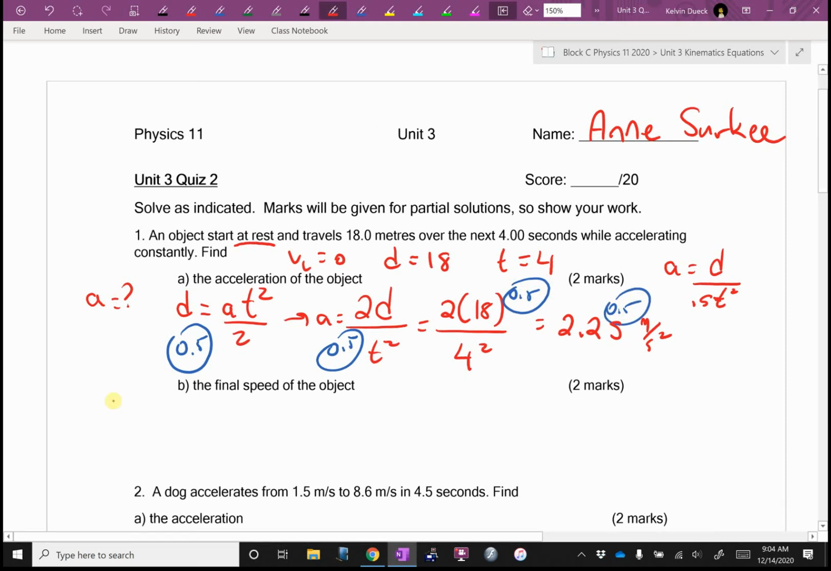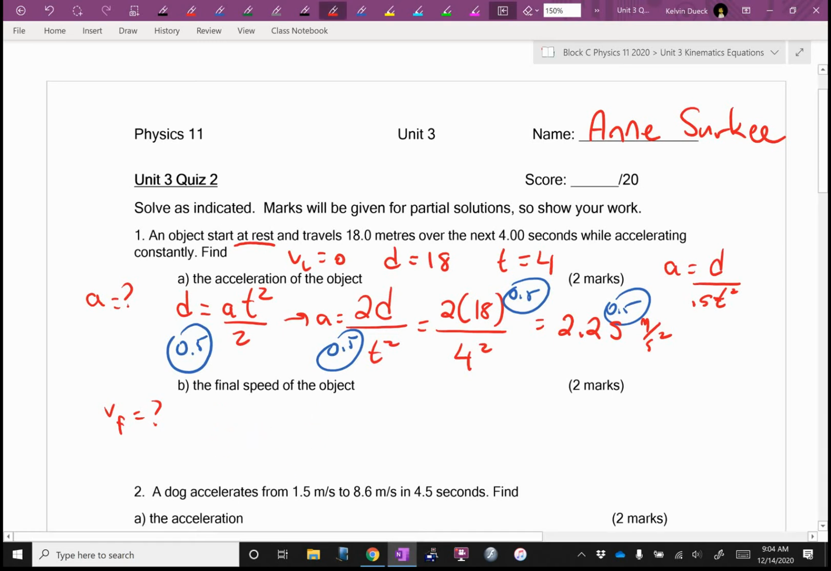B, they want me to find VF. I'm not going to relist everything. I could use A if I wanted to. Don't write this down. I could go VF equals VI plus AT. The only risk is that I'm using an answer to find an answer, and I'll often try and avoid that on a test or a quiz.